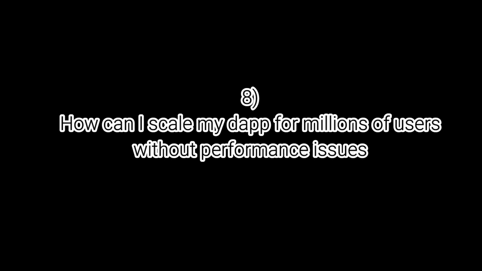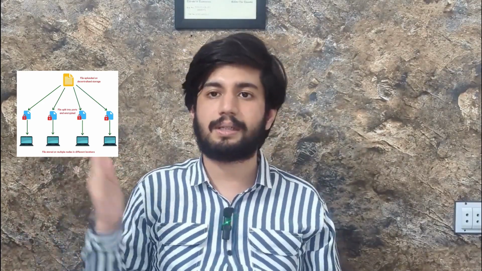Question number 8 is, how can I scale my dApp for millions of users without performance issues? It is kind of related to the above questions that we have discussed so far. If you want to scale your applications for millions of users without performance issues, what most applications do is build it on Web2. If you still want to keep it on Web3 for millions of users, then you don't store videos, images, etc. If you want to store any videos, images, etc. for hundreds of millions of users, I will recommend you to not use Web3, use Web2. It is going to be a much better solution.